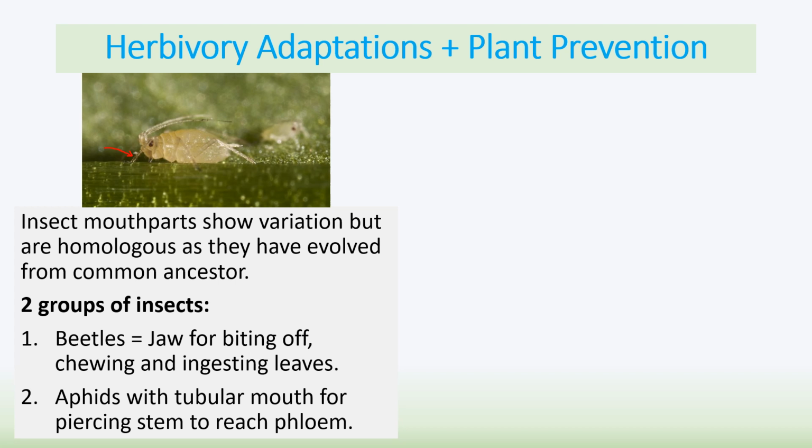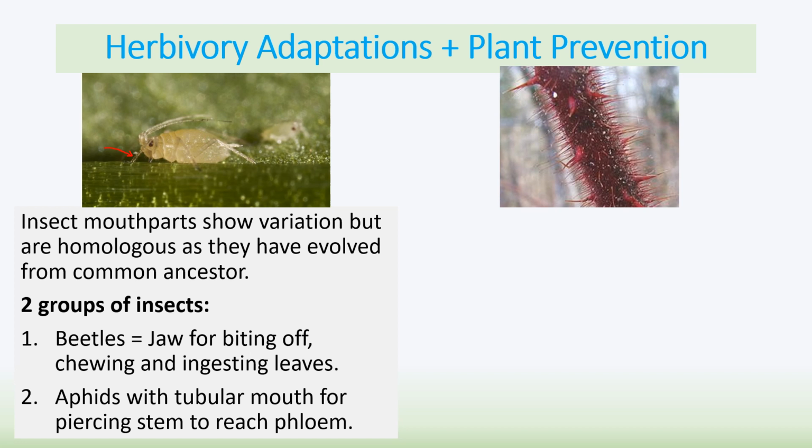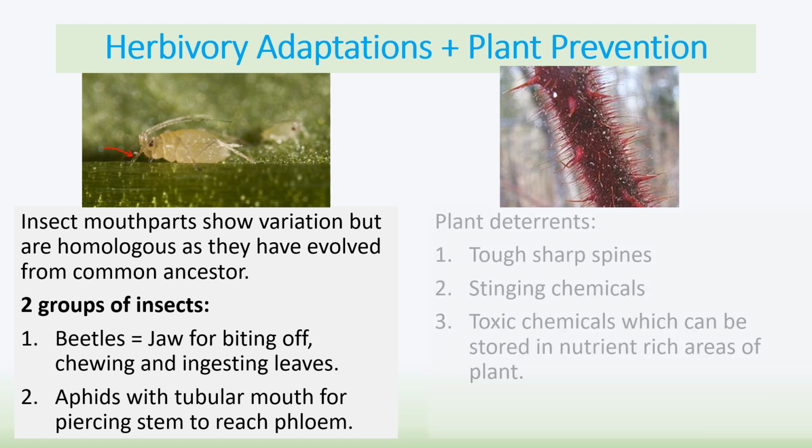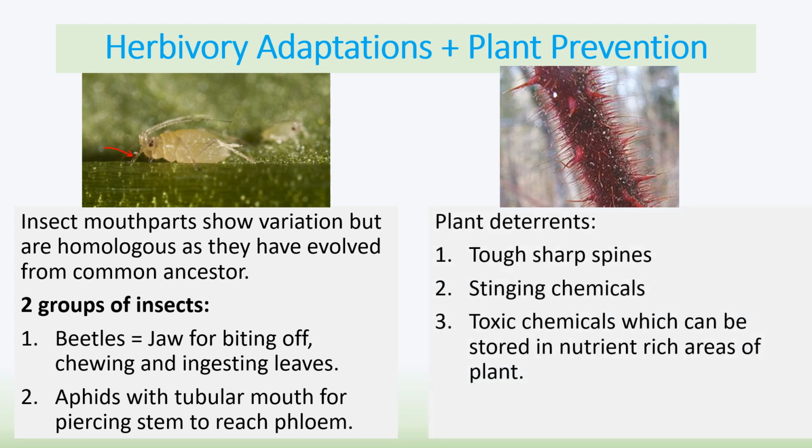It's called the proboscis. Plants have evolved to defend themselves against these organisms as a result. Obviously, the adaptations to stop themselves being eaten, and the deterrent for that is they'll have sharp spines, stinging chemicals, toxic chemicals in the nutrient-rich parts of the plant.